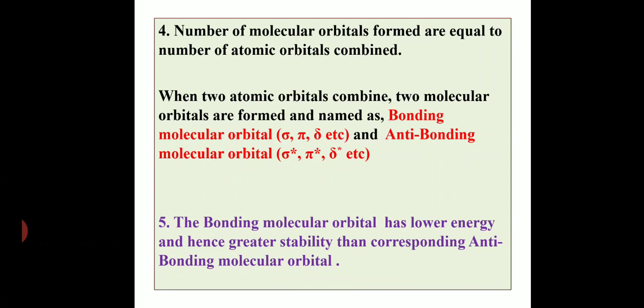These are named as bonding molecular orbital, represented as sigma, pi, delta, etc., and antibonding molecular orbitals, represented as sigma star, pi star, delta star, etc. Right. When two atomic orbitals combine, two molecular orbitals will be formed. One is known as the bonding molecular orbital, the other is known as the antibonding molecular orbital, right? Next, the bonding molecular orbital has lower energy and hence greater stability than the corresponding antibonding molecular orbital.